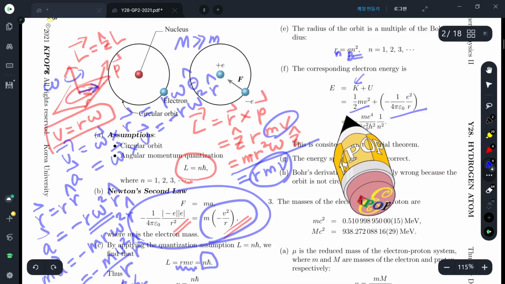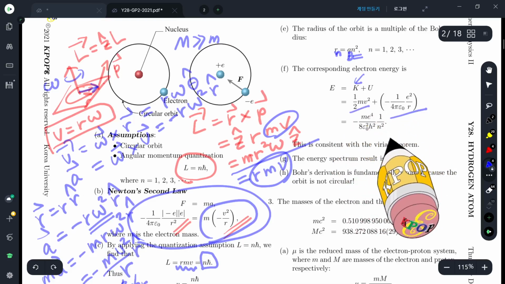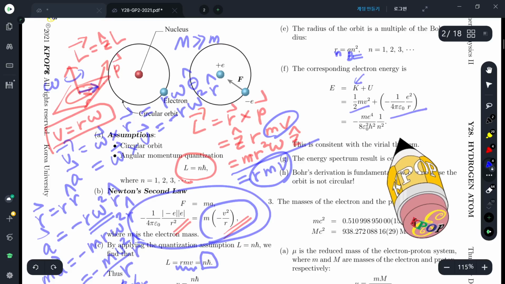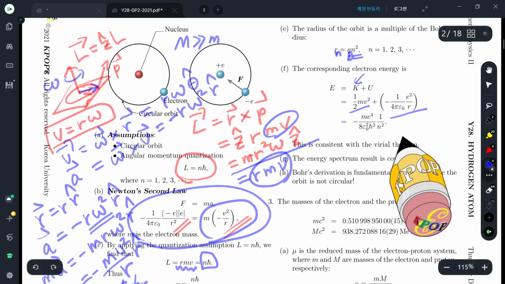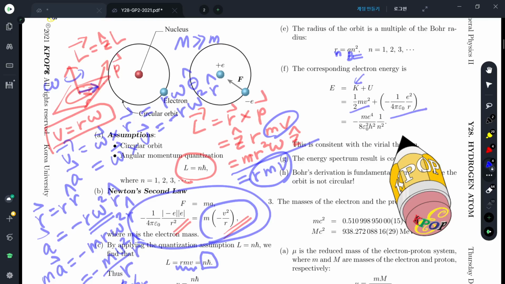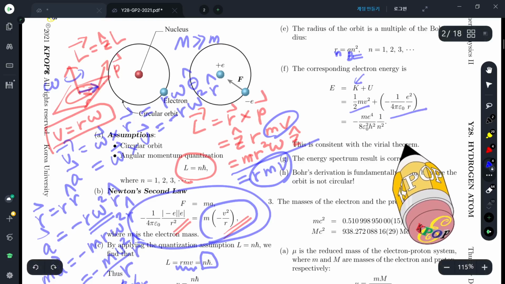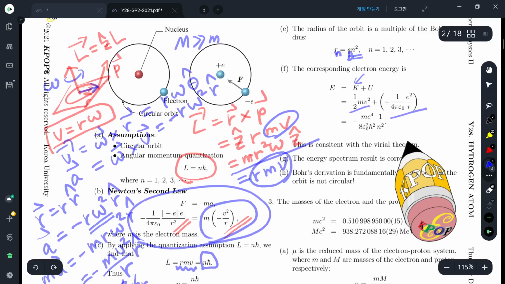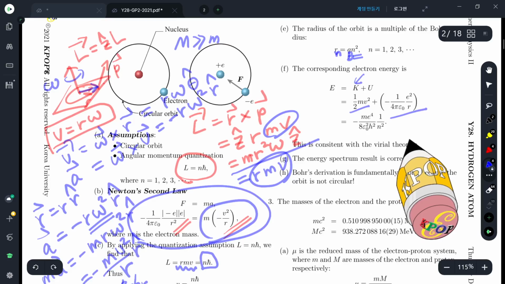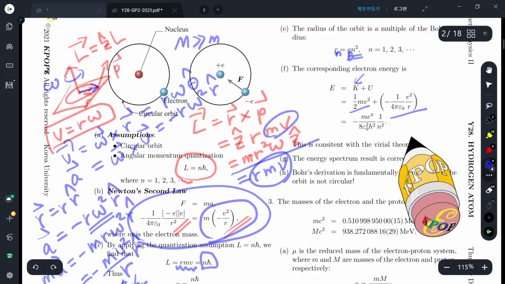The final result for the energy level is proportional to 1 over n squared. We remember that in the infinite potential well problem, the energy level is proportional to n squared. However, in the hydrogen atom, whose potential is 1 over r, the energy level of each quantum state is proportional to 1 over n squared. That is absolutely consistent with the Rydberg formula.